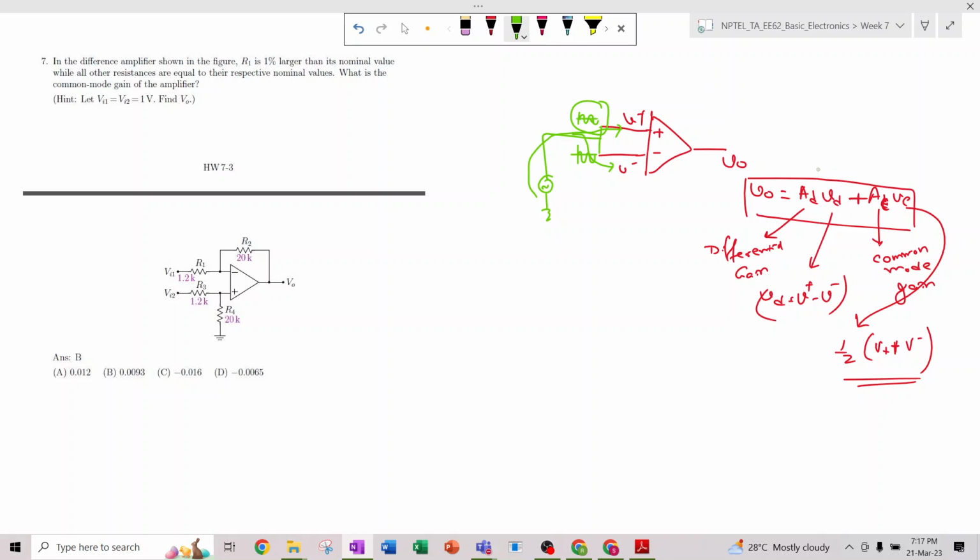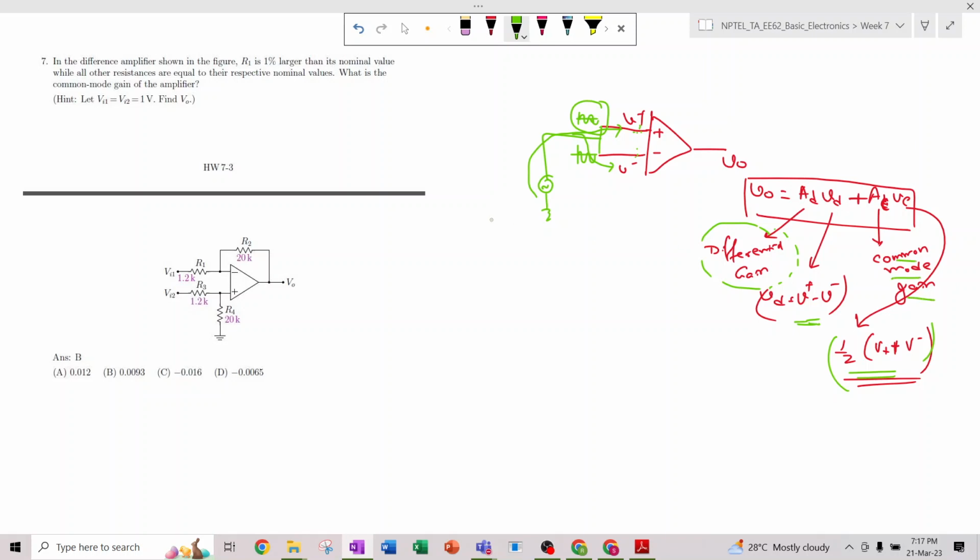As I have already discussed, the output voltage of an op amp can be written as AD into VD plus AC into VC, where AD is the differential gain, that is the gain due to the differential input. Differential input means the difference of the voltages applied, V plus minus V minus. This is the difference mode signal. And the common mode signal is half of V plus plus V minus, that means the same signal is appearing at both terminals. This also has some gain, referred to as the common mode gain.